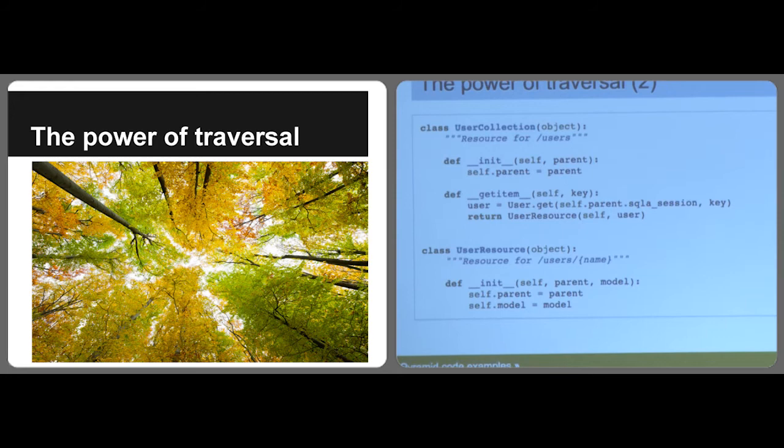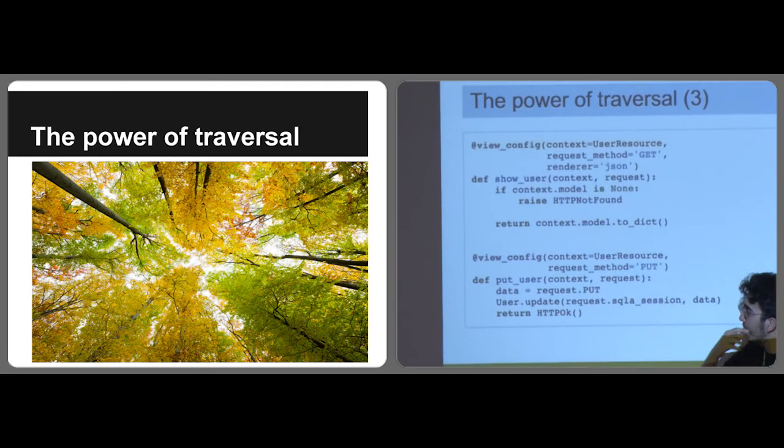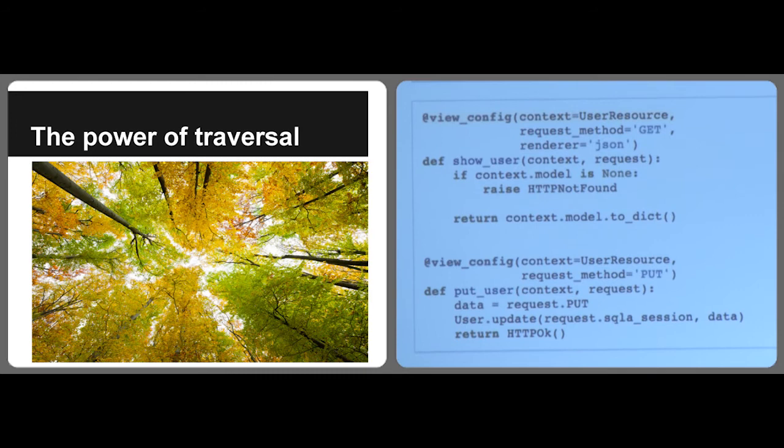That's the next slide. So recognize view config, we don't have route name, we have context. That's the name of a resource class. And so the lifecycle here is Pyramid traverses the URI, so you end up with a user resource object. And then we match into this view, and we can actually make a put.